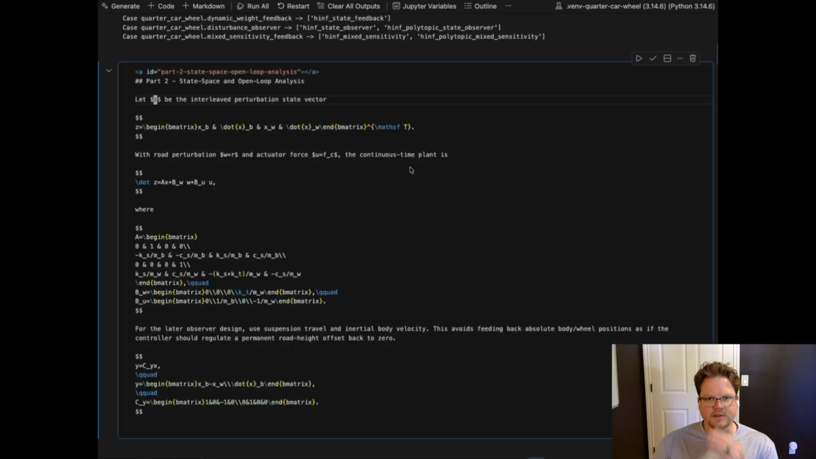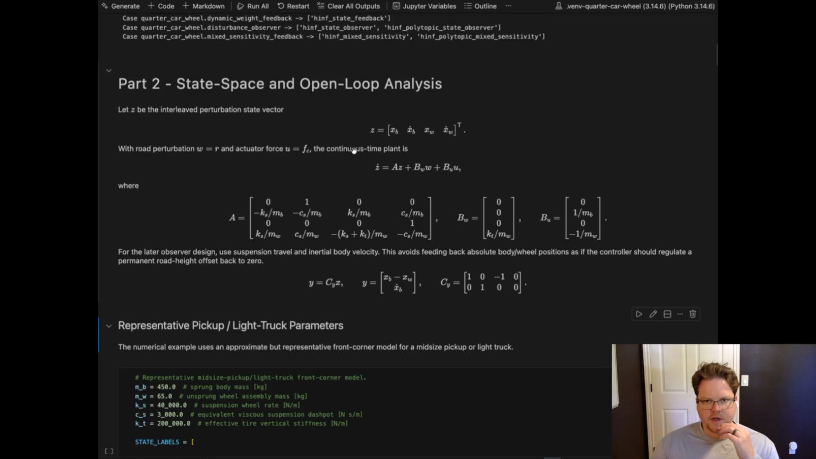Okay. And then this is Z. All right, I'll just have to make sure my markdown is okay. Anyways, all right. So our state vector here is that interleave. So we have the body state perturbation. That's a displacement. And then we have the velocity of that state variable.